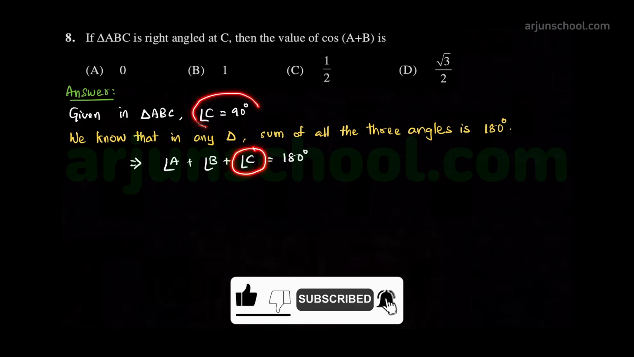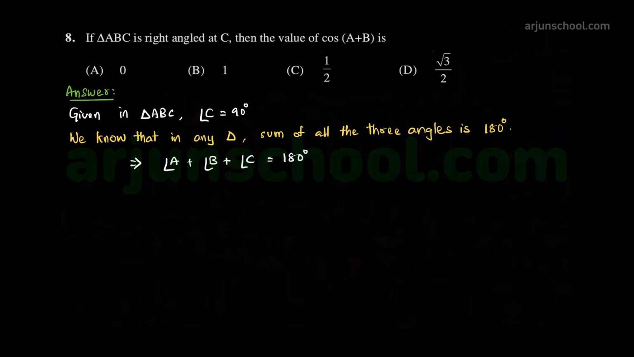We are given angle C is equal to 90 degrees. Let us substitute that value. That implies angle A plus angle B plus 90 degrees is equal to 180 degrees. Angle A plus angle B is equal to 180 minus 90, which is 90 degrees.